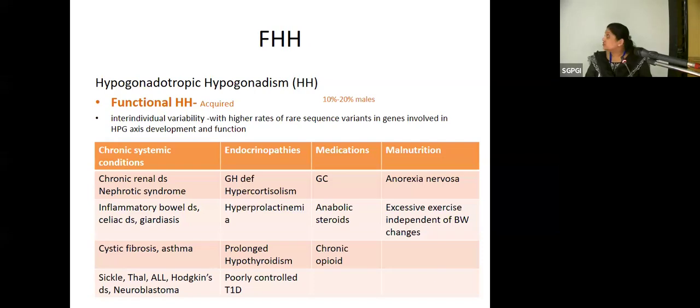The second one, functional hypogonadotropic hypogonadism, is the second most common cause of delayed puberty in males. In this condition, there is suppression of the normal HPG axis because of any chronic systemic illness, any endocrinopathy, medications, eating disorders, malnutrition, or even excessive exercise independent of body weight changes. But it has significant inter-individual variability. Not every child affected with a particular systemic disease will have hypogonadism.